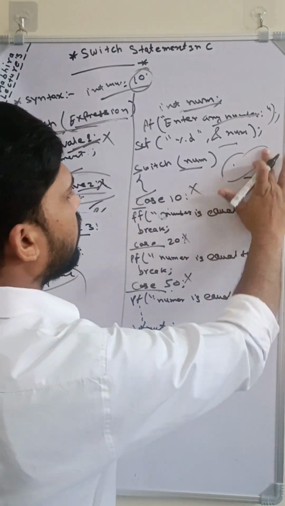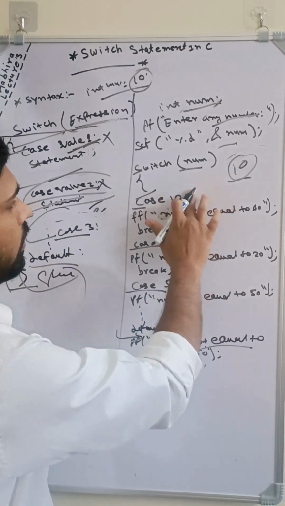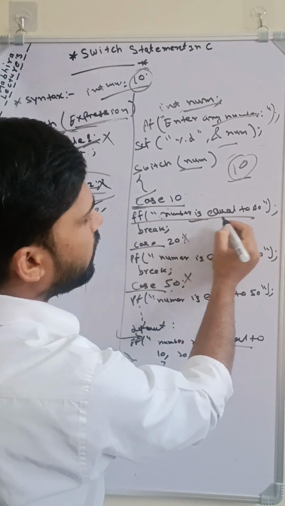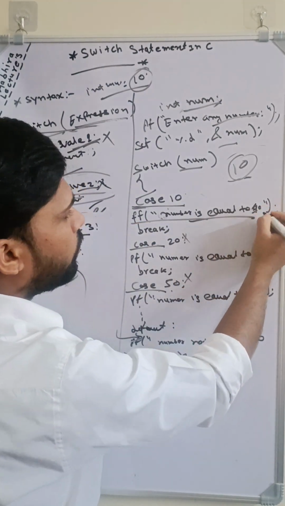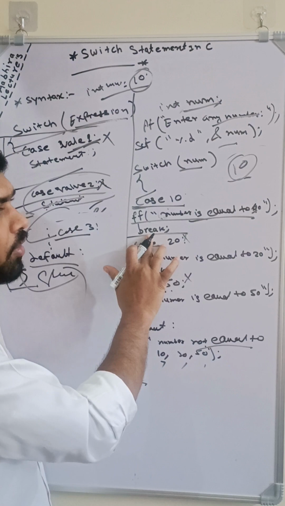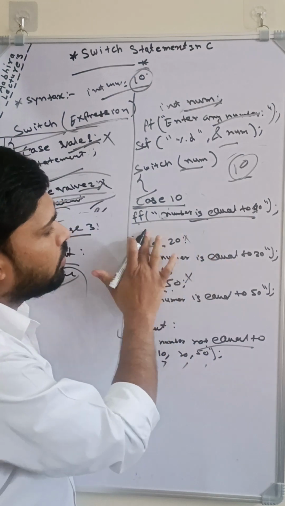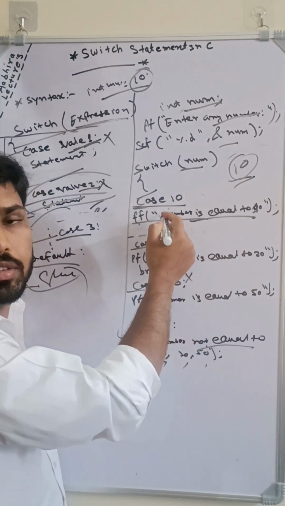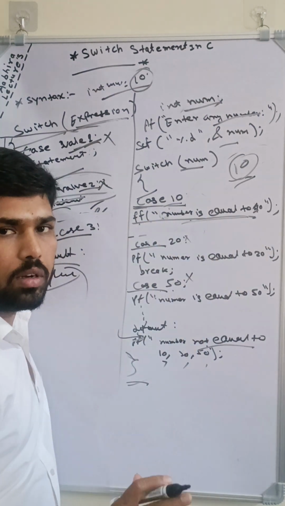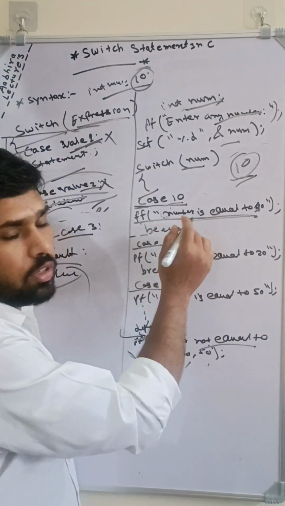Suppose you give 10. The number given by the user is 10 only. Then it will check case 10, which is matching, so it will go inside the statement and print number is equal to 10. Then it will break. That's why we are using break. Suppose up to here it is clear, right? The number taken is 10, the first case is matching, so it will print the statement number is equal to 10. That is the output that will come, and it will break out of the switch statement right there.